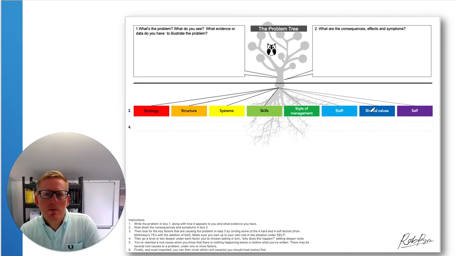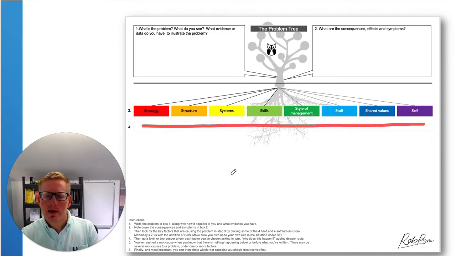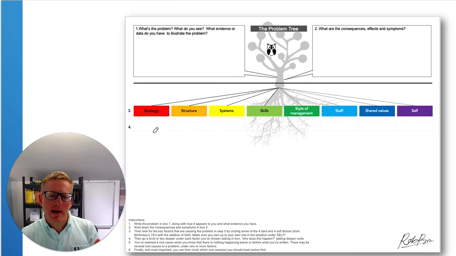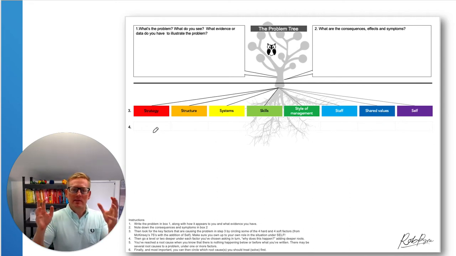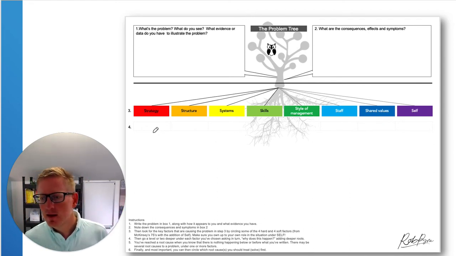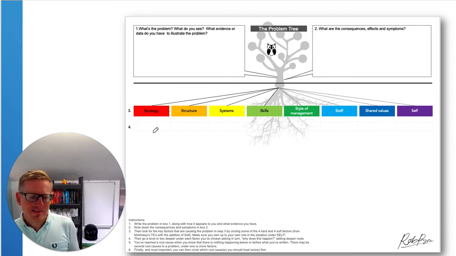And then where this really comes to life is you get your group around it and they look at these 8 S's across here. And we have a conversation about, is any of these contributing to the root cause of this problem? Now, the first 7 come from McKinsey's 7S model, that are the 7 ways to describe the different parts of a business. And the 8th one I've added, and that's self, which I'll come on to.